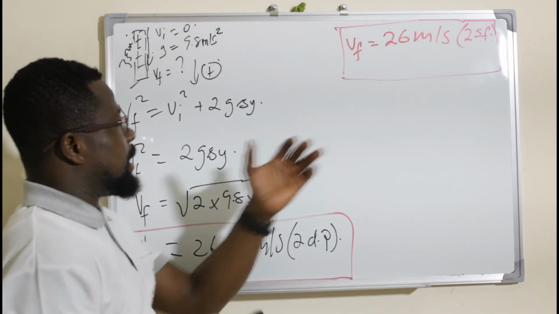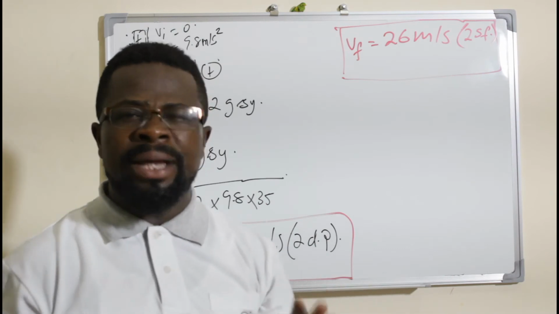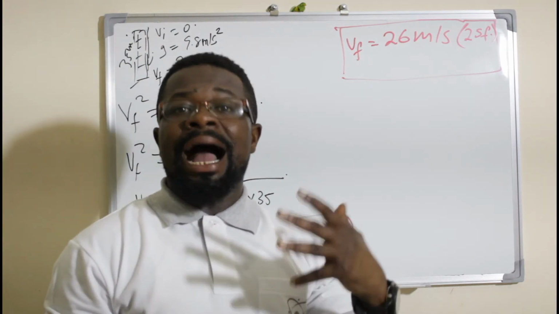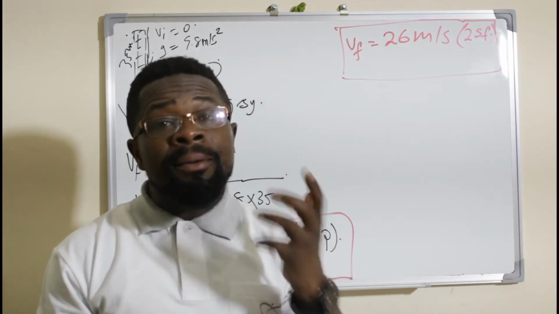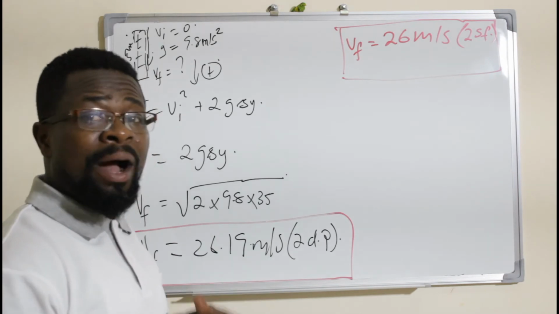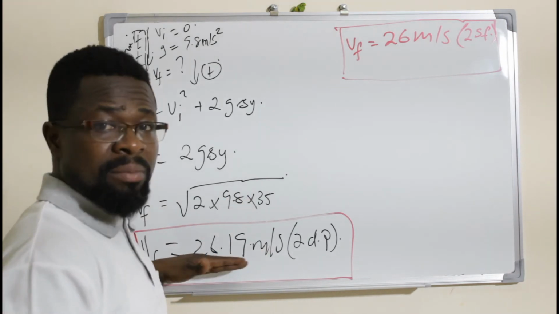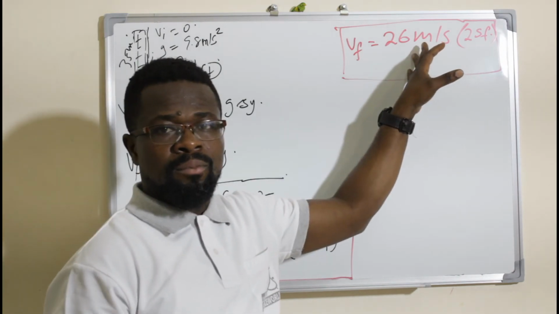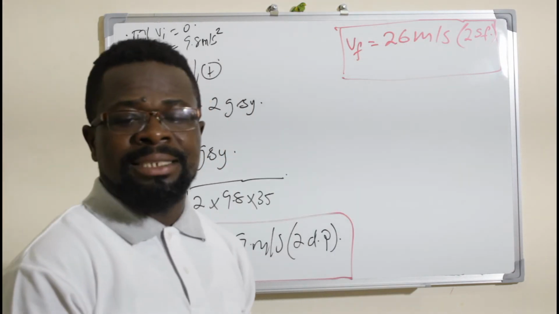You can leave it in the correct sig fig, which is always the right way in terms of science. But there are other curriculums that always encourage students to leave their answers in 2 decimal places. So that is why I always leave it in 2 decimal places. But if you want it in the correct sig fig, that is the correct sig fig. Okay, let's move on. What is the next question?